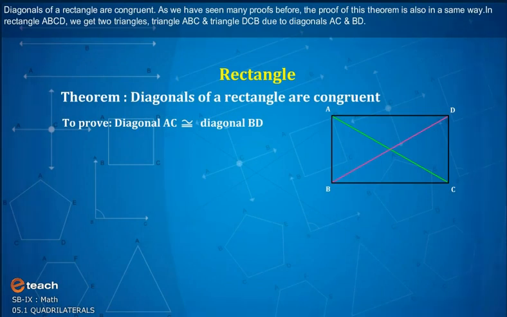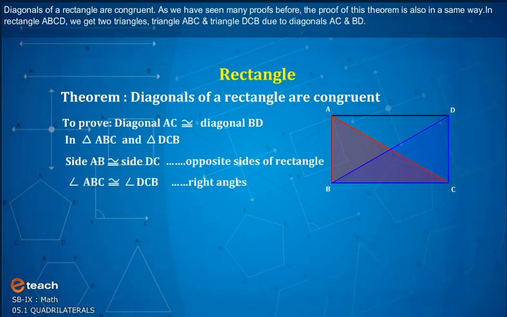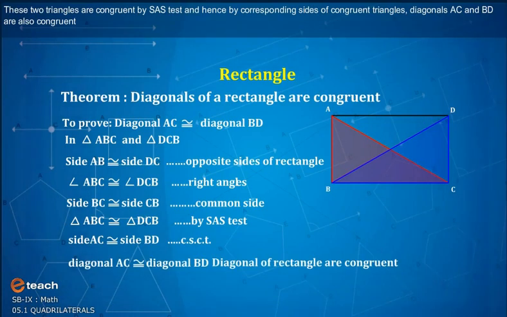As we have seen many proofs before, the proof of this theorem is also in the same way. In rectangle ABCD, we get two triangles, triangle ABC and triangle DCB, due to diagonals AC and BD. These two triangles are congruent by SAS test, and hence, by corresponding sides of congruent triangles, diagonals AC and BD are also congruent.